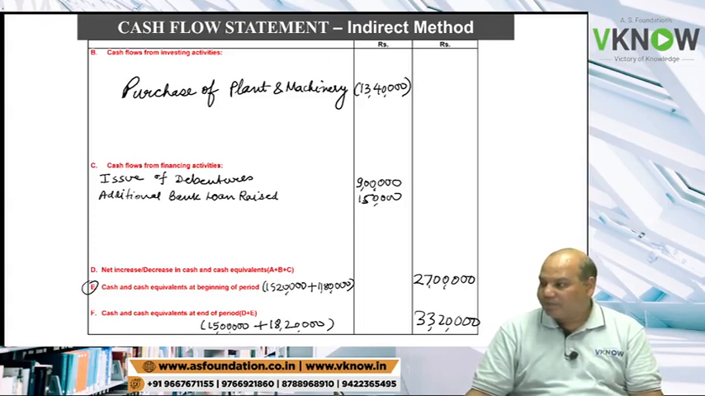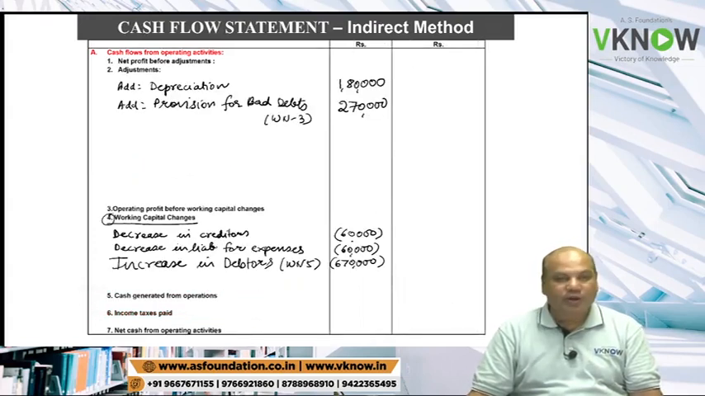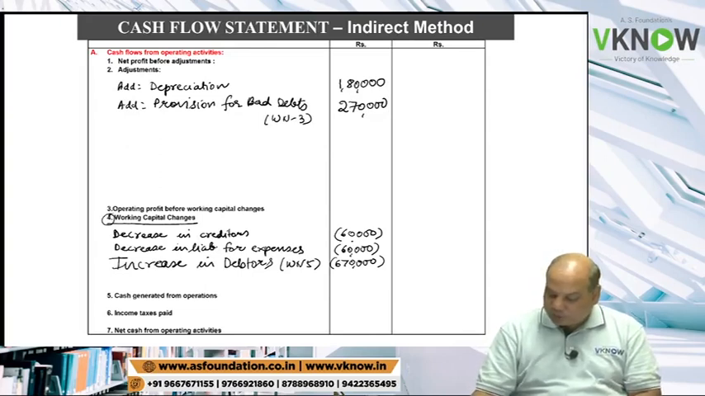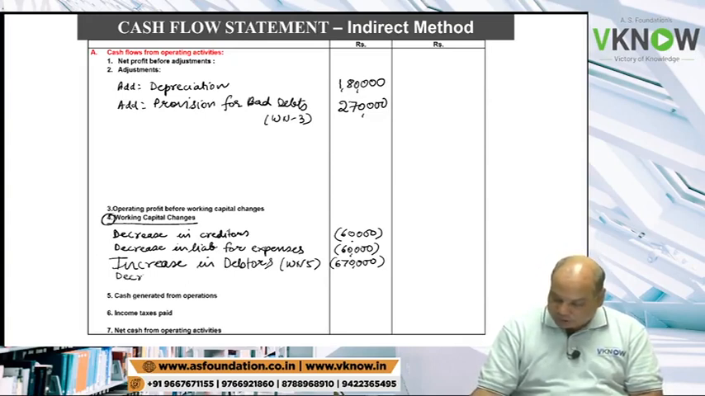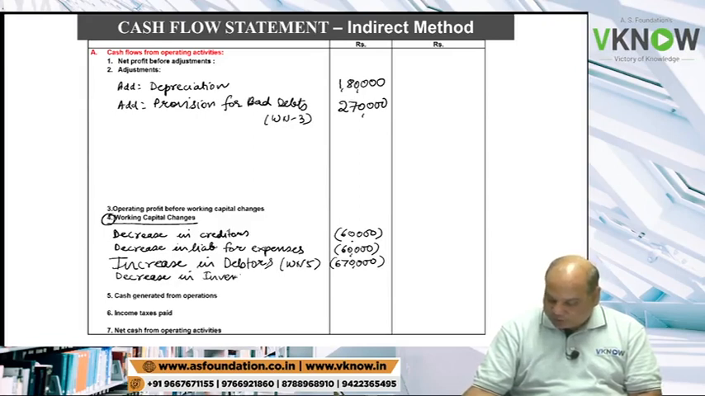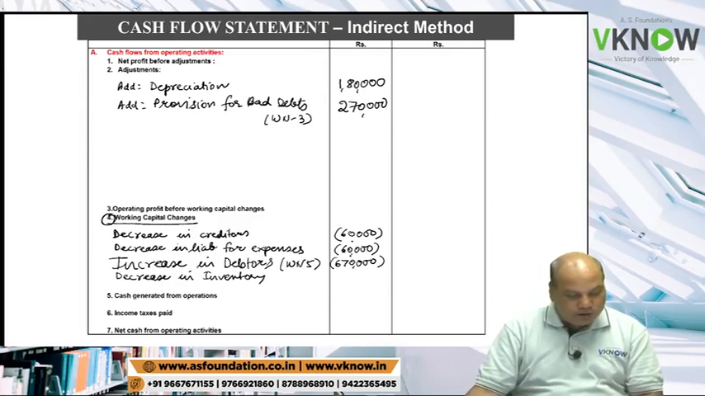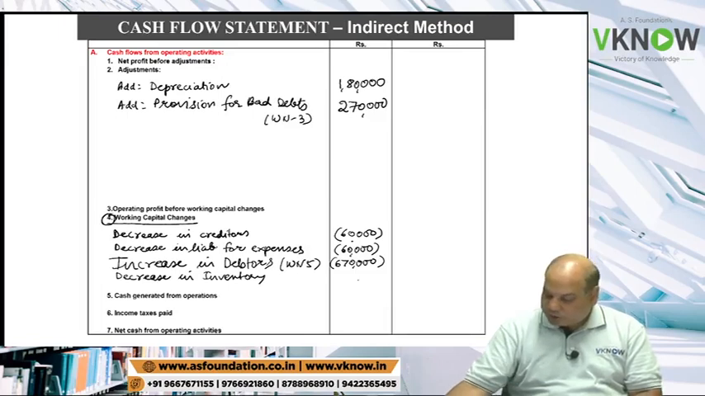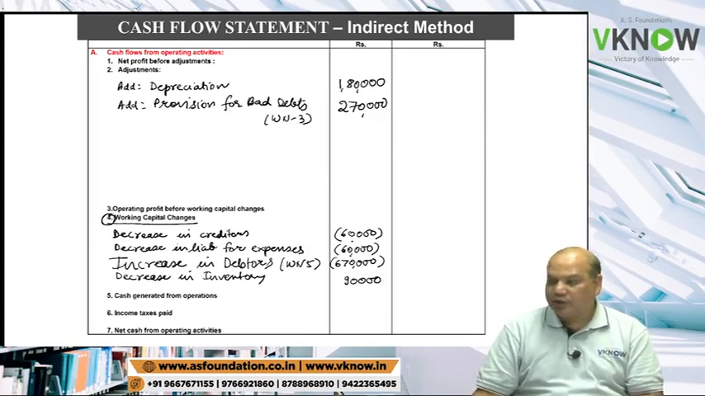Any query? Now we'll come to operating activity, point number 4 again. There is inventory. So write down inventory in point number 4, working capital changes. Decrease in inventory, because opening inventory 20 lakh 10,000 minus 19 lakh 20,000. Decrease in inventory is increase in cash flow, positive 90,000.